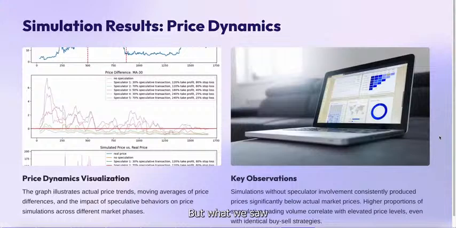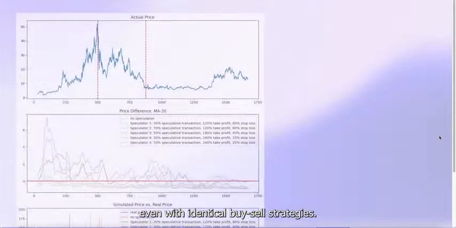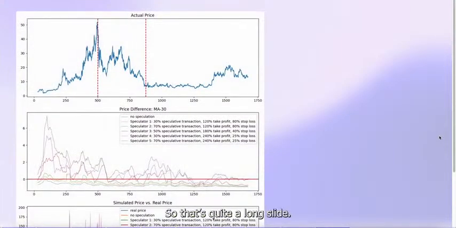But what we saw was that the simulations without the speculators consistently produced prices that were significantly below the actual market prices. So high proportions of speculative trading correlate with elevated price levels, even with identical buy-sell strategies. And you can see this here. So that's quite a long slide. So essentially what this means is the following.